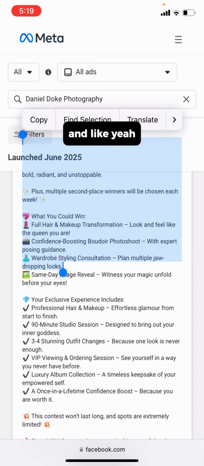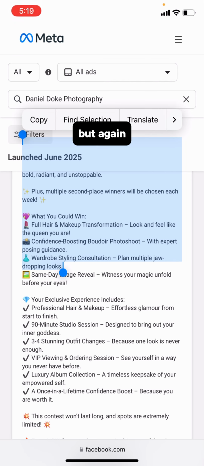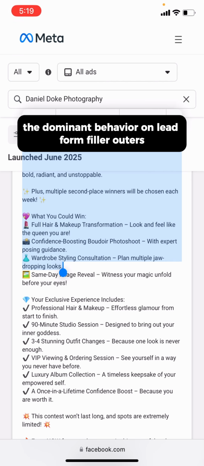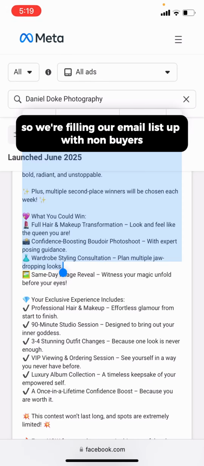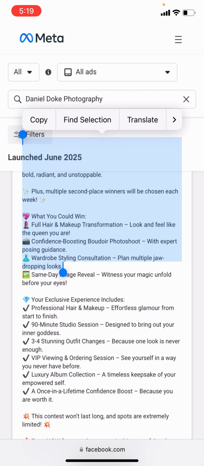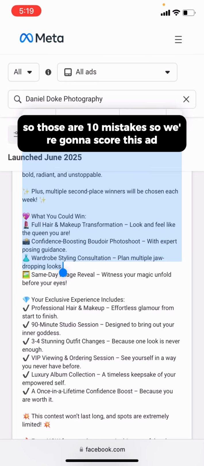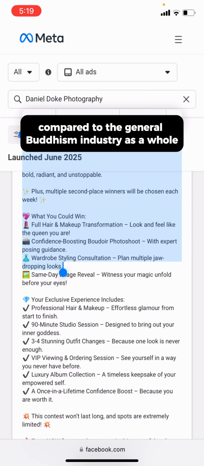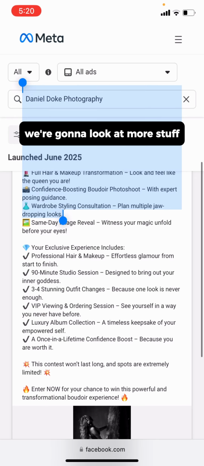And yeah, we can see our email list going up, but again, the dominant behavior on lead form filler outers' profiles is non-buyer behavior. So we're filling our email list up with non-buyers, which again is why the leads are such a low cost. So those are the 10 mistakes. So we're going to score this ad, see how we did compared to the general boudoir industry as a whole. And then going from there, go look at more stuff.